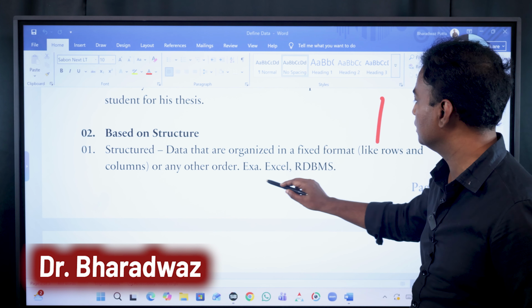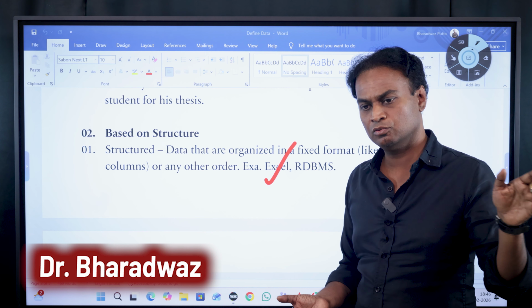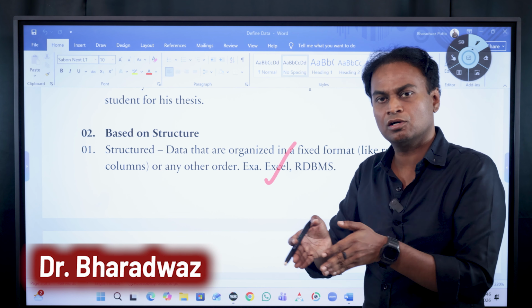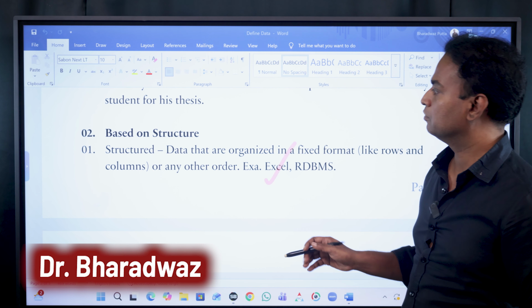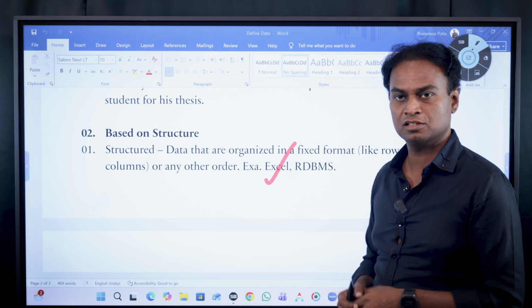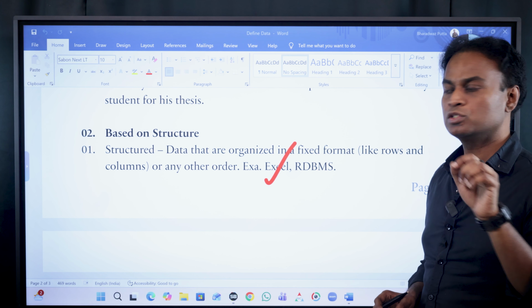Normally data is organized in an Excel spreadsheet. When you take an Excel spreadsheet and give the first row for the first patient, the second row for the second patient, and each column for each parameter, age, date of birth, whatever you want, the data is structurally arranged. That is known as structured data. The best example is Excel, where you arrange data in the form of rows and columns.